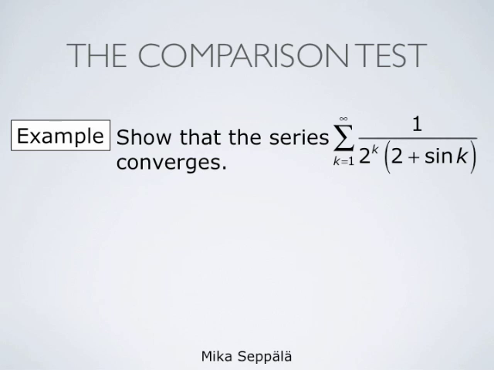In this example, we have to show that the series sum k from 1 to infinity of 1 divided by 2 to the power k times (2 plus sine of k) converges. We do that by the comparison test. More specifically, we will use part A of the comparison theorem.